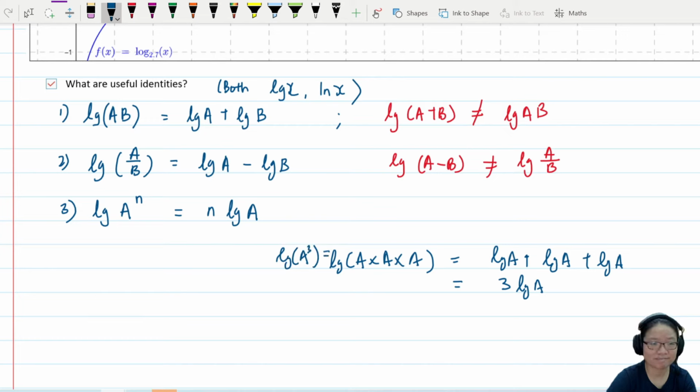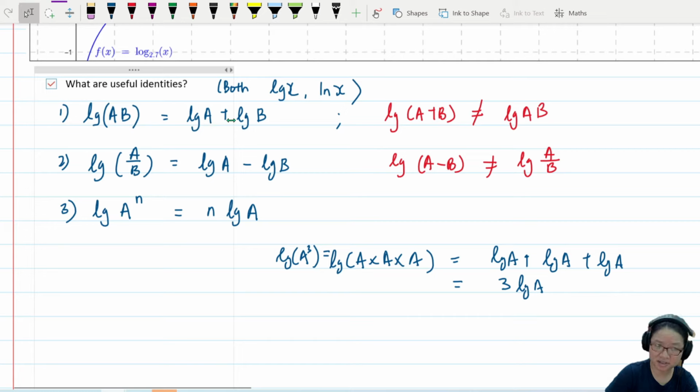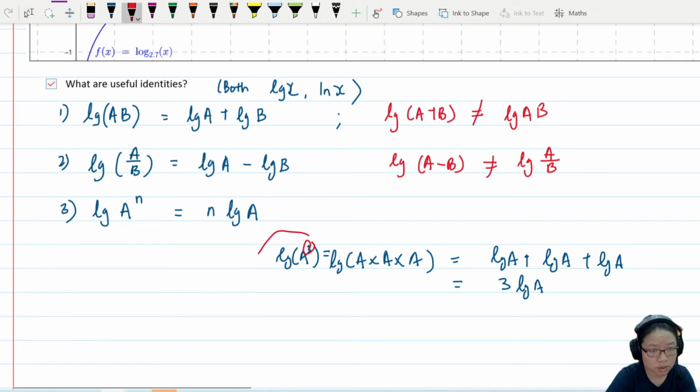Get it? So A power 3 is A times A times A. And if we use this identity and we combine together, you will get 3 log A, because it's log A plus log A plus log A, because it's A times A times A, because it's A power 3. That's why the 3 can shortcut and just bring down. Take this 3 and bring it down in front, and you get this 3 log A.